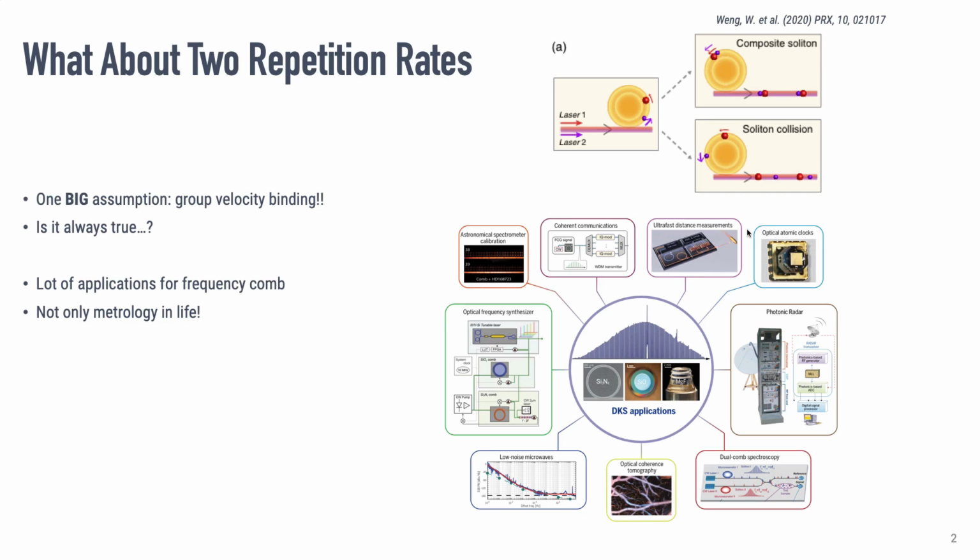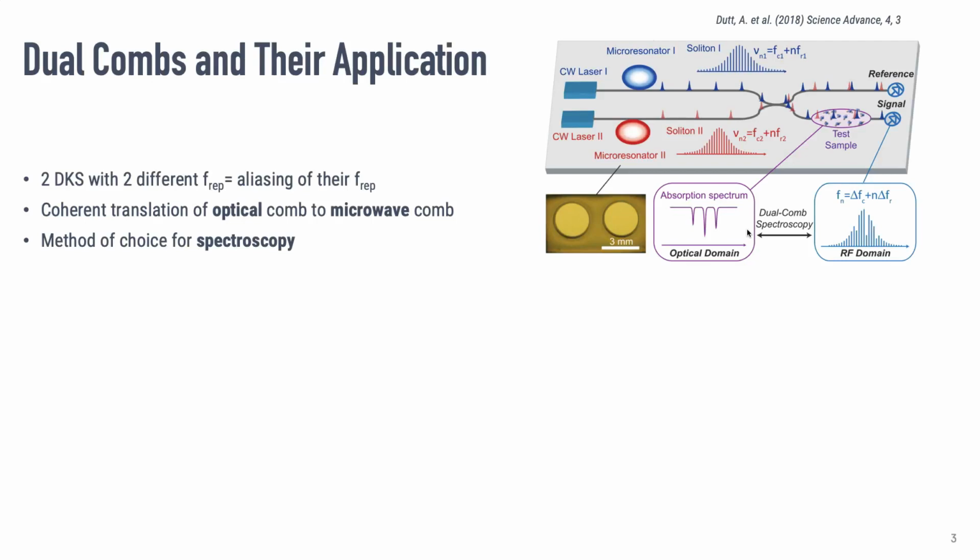In particular, you have a lot of applications where having multiple repetition rates, using dual comb spectroscopy for instance, can be very interesting, but also for low noise microwave, coherent communication, ultrafast measurement, and all this kind of thing can harness multiple repetition rates together. So dual comb has become very huge, in particular because of spectroscopy. One very interesting thing when you have two repetition rates is that you're going to alias it, which means you transfer your optical frequency comb into a microwave frequency comb automatically. So if you have a spectroscopy in the optical domain, you can very easily measure it in the microwave domain.